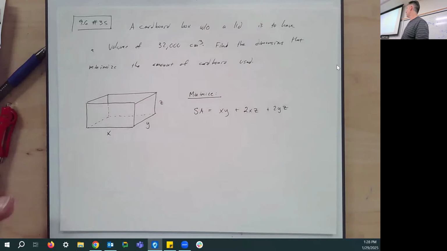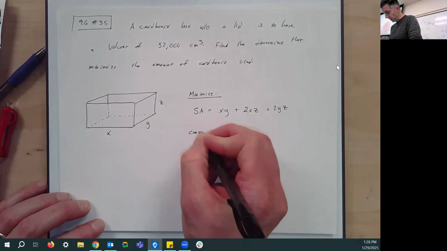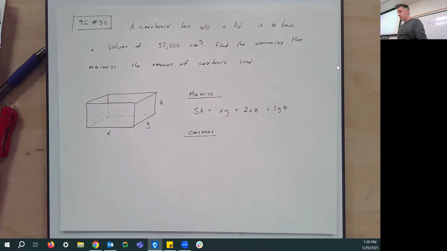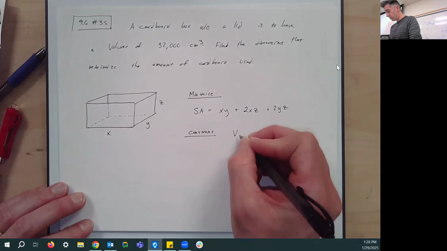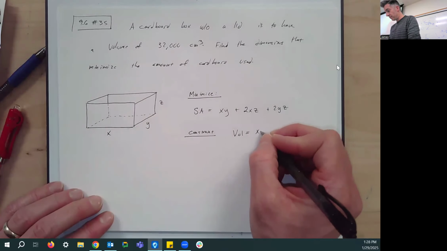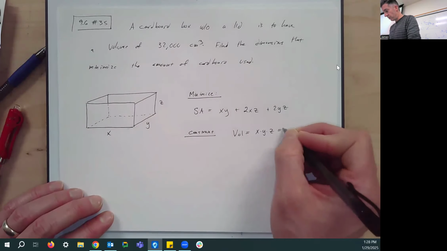And just like last time, the thing we're trying to optimize is a function of three variables. So we need a constraint. And here the constraint is the fact that we want this box to hold 32,000 cubic centimeters. So we're going to say that the volume, which is equal to X times Y times Z, should be equal to 32,000.